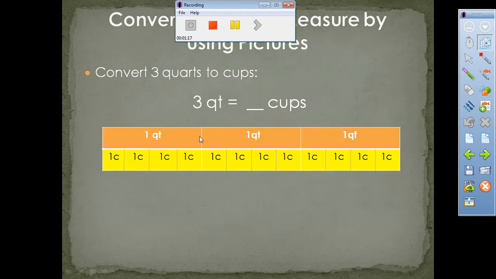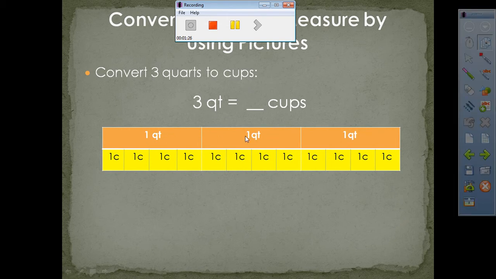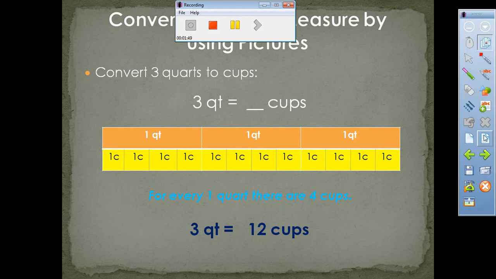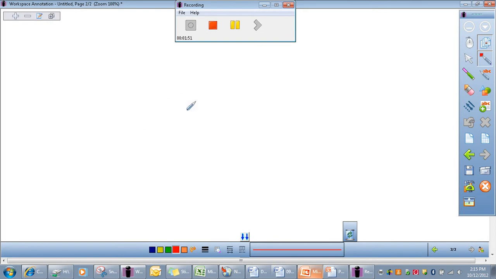All right. You can convert customary measurements using pictures. So if I convert 3 quarts to cups, I'll look at the picture, and it says that for every 1 quart, there are 4 cups. Okay? So if I go through the picture and I just count all the cups, I have 3 quarts equals 12 cups. Now, you can set this up as a proportion using your WAND chart.